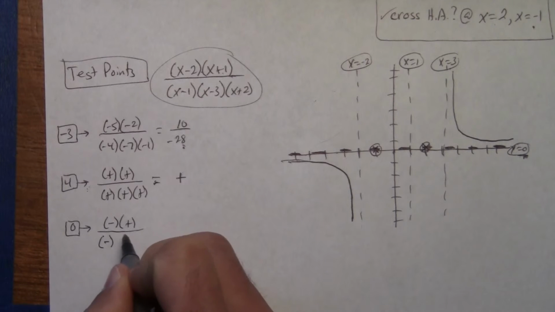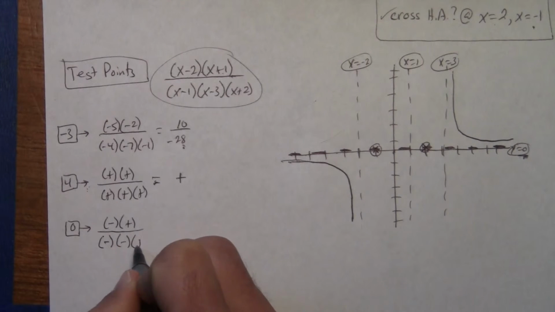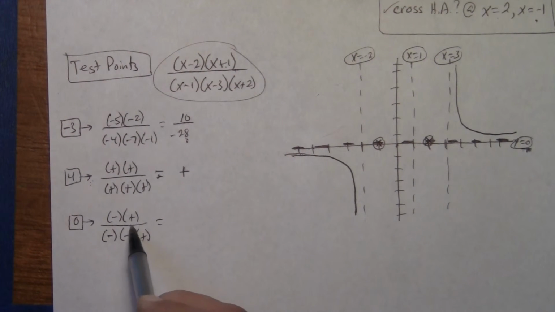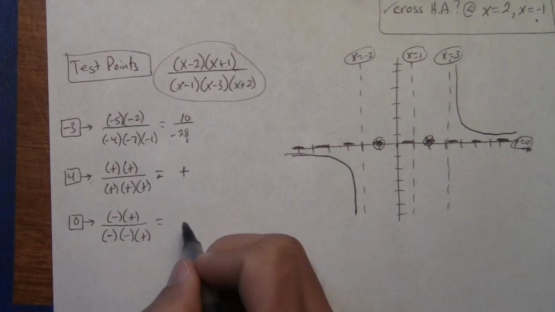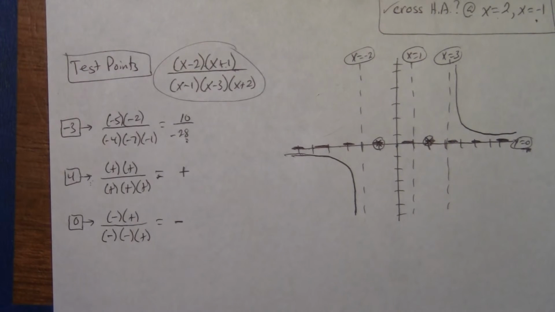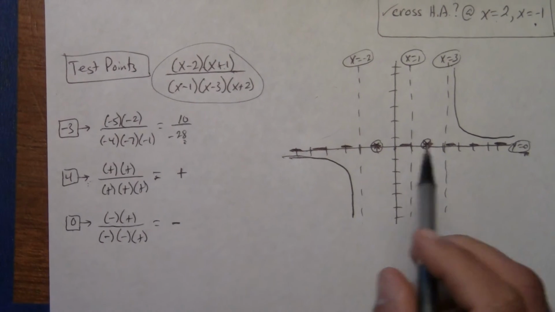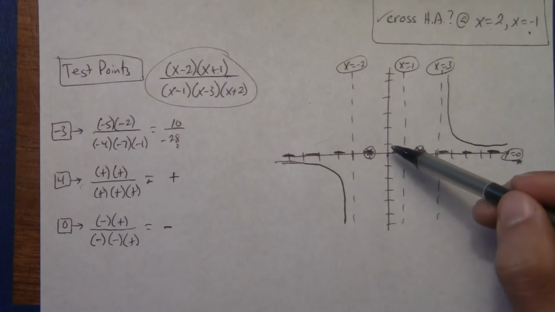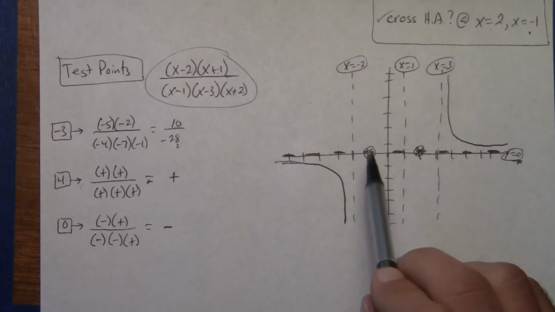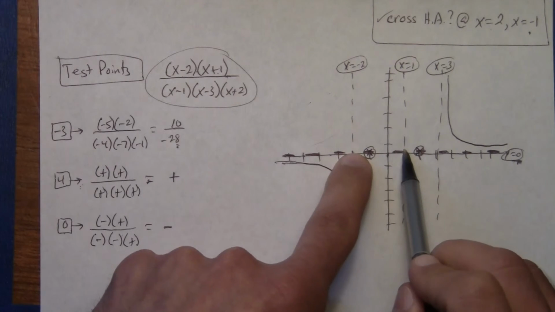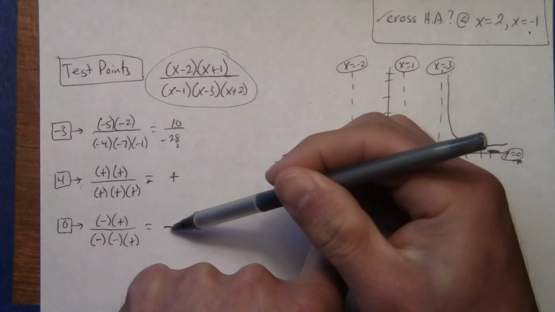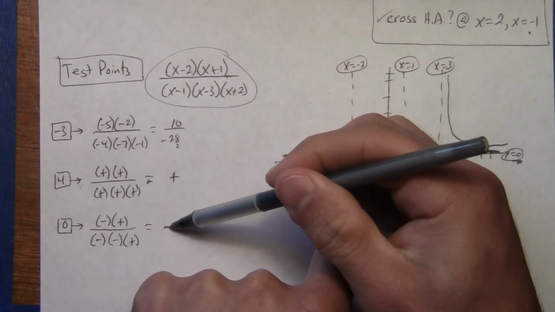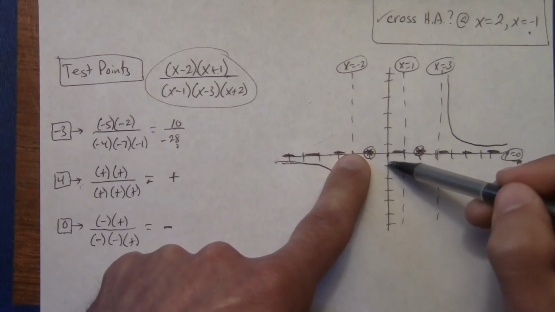Gives me in the denominator a negative number, a positive number. When I look at the number of negatives, I have an odd number of them, so I know that this is actually going to be negative. And now I need to pay attention to where 0 was. 0 is in between this crossing point and this asymptote, and it's below the horizontal asymptote. So it's down here somewhere.